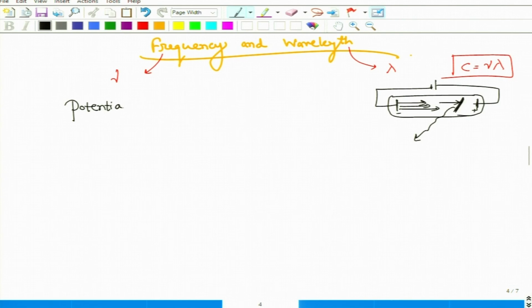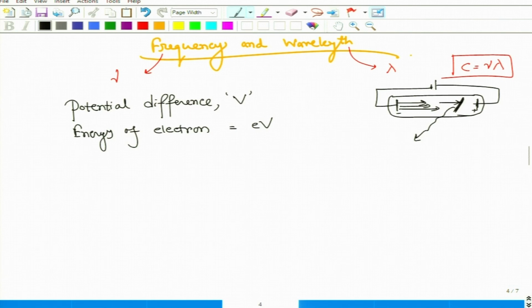So let's say the potential difference is V volt. Now the electron has the charge e, the charge of electron is e, so what will be the energy of that electron or cathode ray? The energy of the cathode ray is very high, right? That's why the X-ray was emitted. So energy of electron or cathode ray should be e times V, eV. This is the energy.